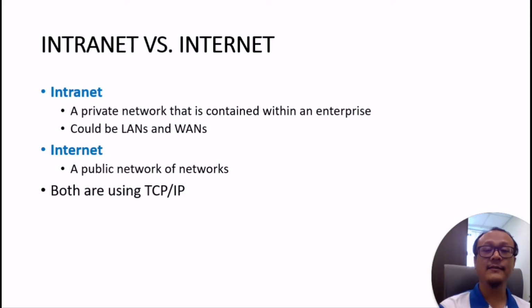So what is basically the difference between intranet and internet? An intranet is a private network that is connected within an enterprise. For example, UTHM is an intranet, a private network. A big network but private. So it could be LAN or WAN. LAN is local area network and WAN is wide area network. However, the internet is a public network of networks, so there are multiple intranets inside the internet. Both use TCP/IP, which I will discuss after this.